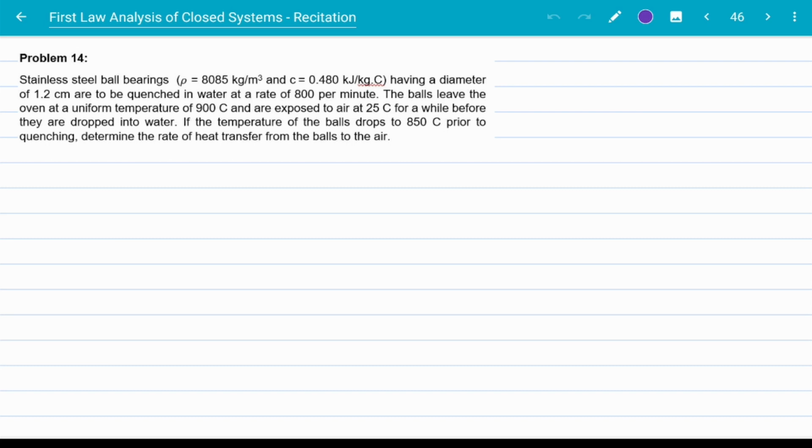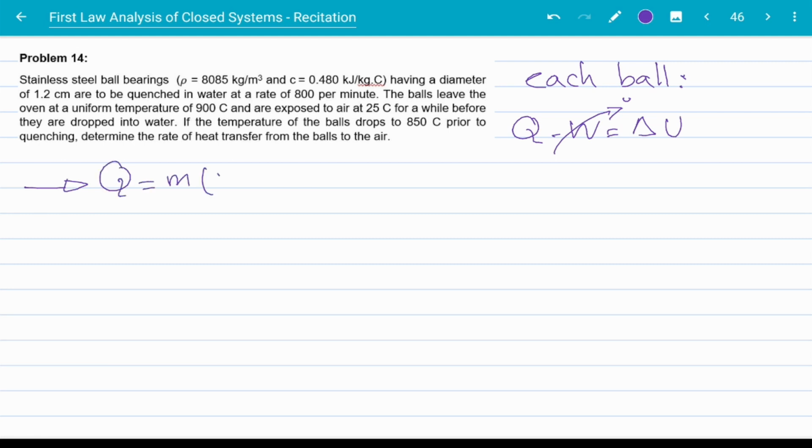So although it's a quenching with water system, we are not really interested in the water. We just want to know how much heat is transferred to air. So for each ball, Q minus W is equal to change of internal energy. There is no work involved, so we can drop the work term and then say Q is M (U2 minus U1). Now these balls are solids, so we can find the change of internal energy of solids using specific heats. This is MC (T2 minus T1).